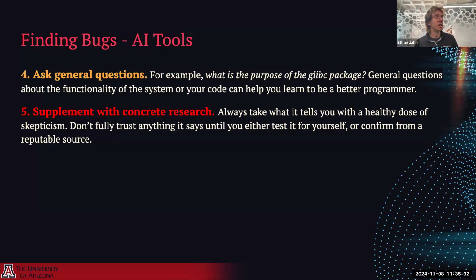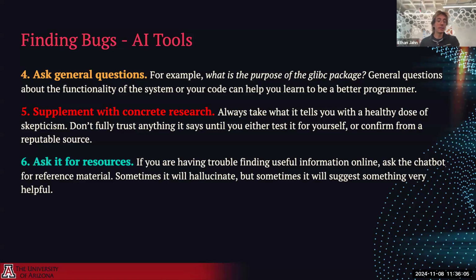I like to picture the AI tool as somebody who has a lot of information but is not particularly smart. So it might not know how to put the information together. It might not know how to give you the best answer that you need. It is possible for them to hallucinate, to make things up. So it's important to always supplement anything that you do with the AI with either direct testing or concrete research.